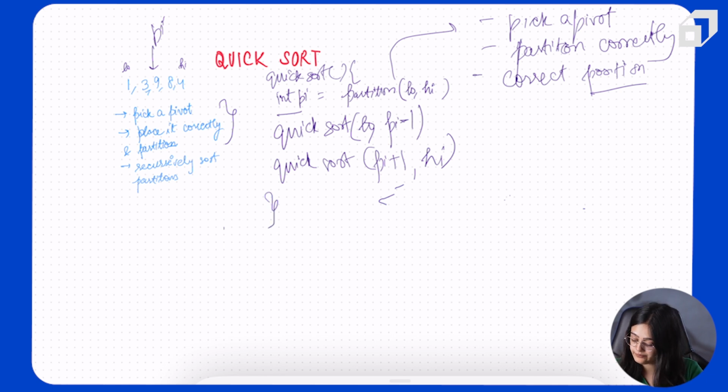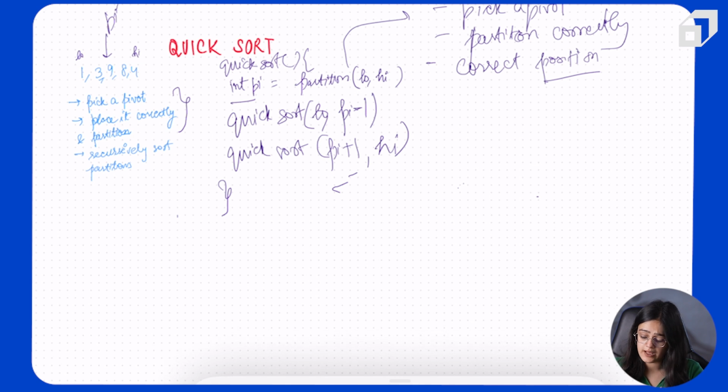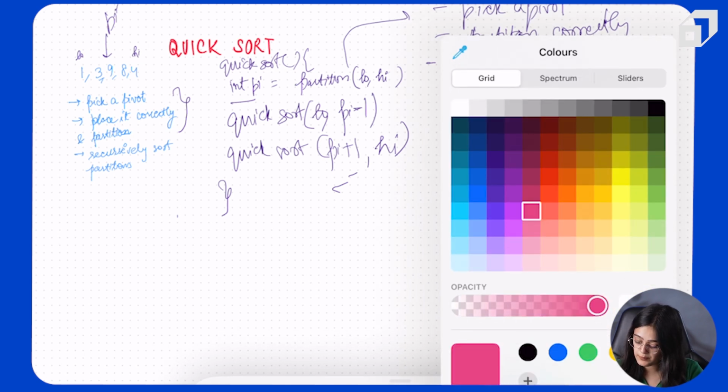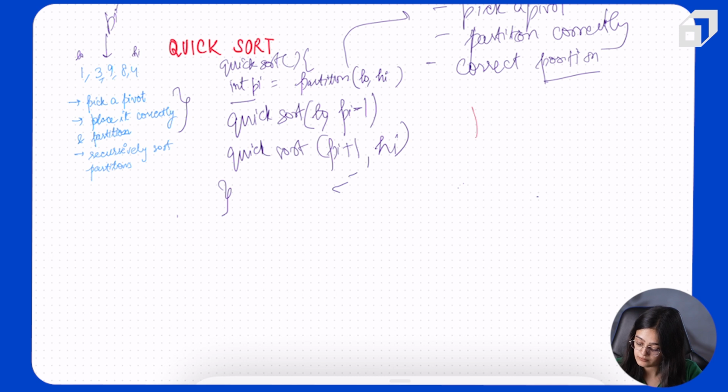Now once this is done, let's try and understand how we'll define the partition function. So for the partition function, we'll always consider, so it'll take low and high.